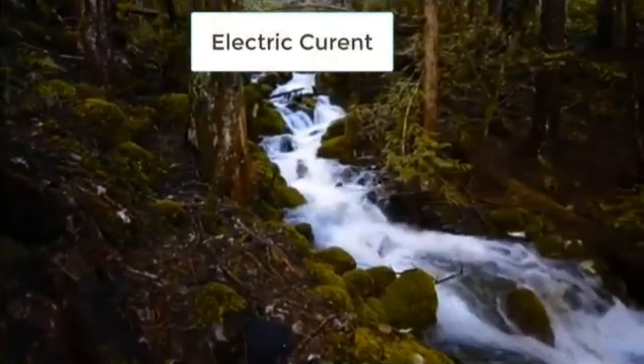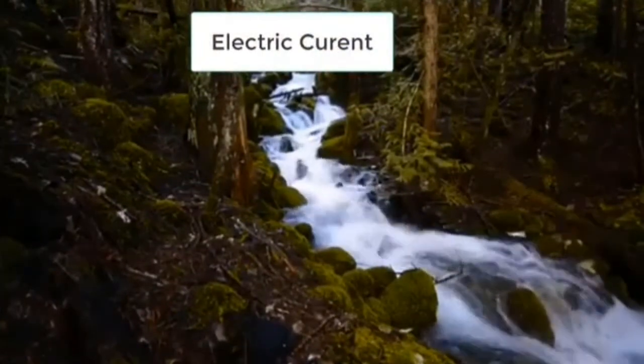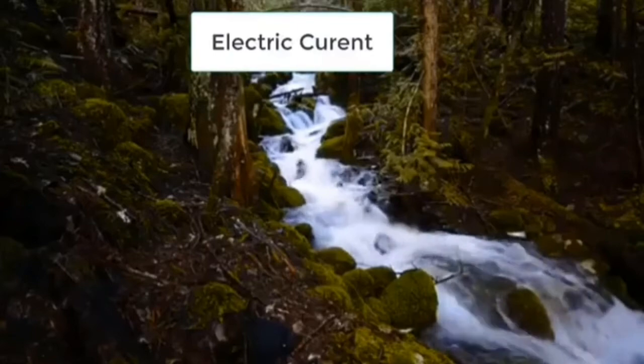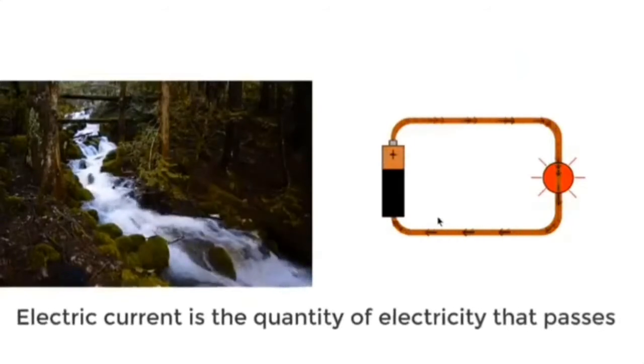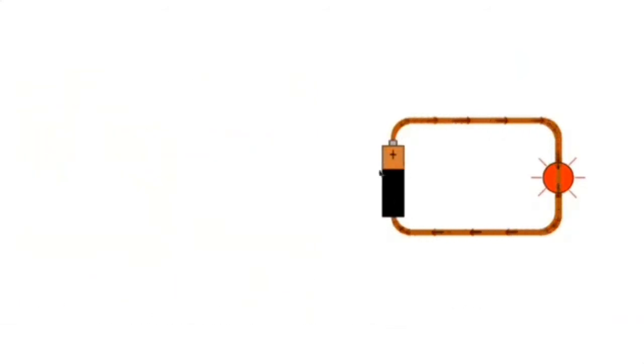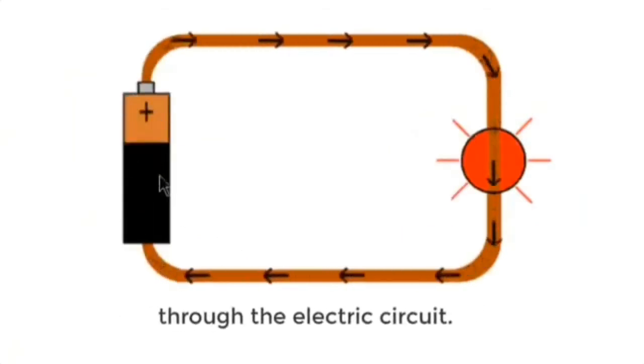Electric current is very similar to a flowing river that flows from one spot to another. The electric current is the quantity of electricity that passes through the electric circuit. This is the dry cell that is the source of the electric current. This is the lamp that is the component that needs this electric current to glow.